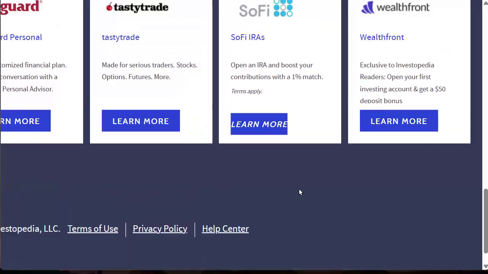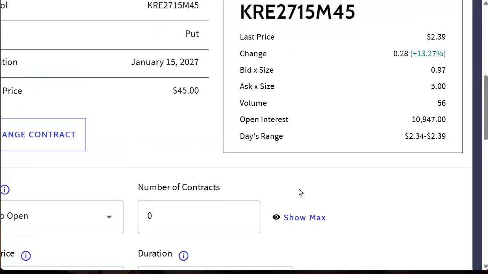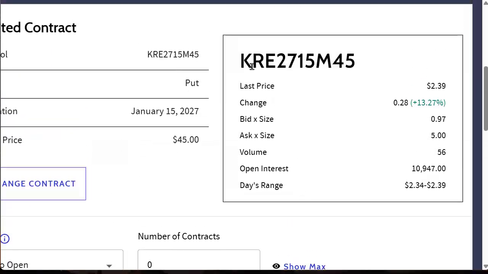It's going to have us confirm. So you might have to scroll up. It should say the same thing, KRE 27, 15, M, 45. It'll say what the last price was, what the last bid was and the last ask was, how much it changed yesterday, what the volume was yesterday, how much interest there is, what the day range was yesterday. So it traded mostly between 234 and 239.